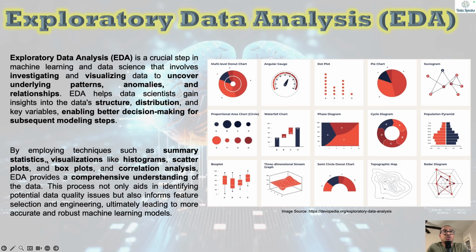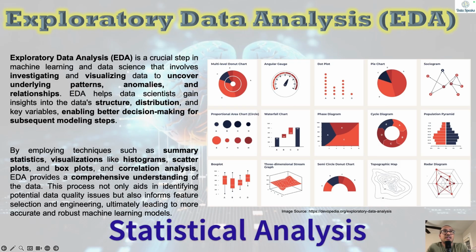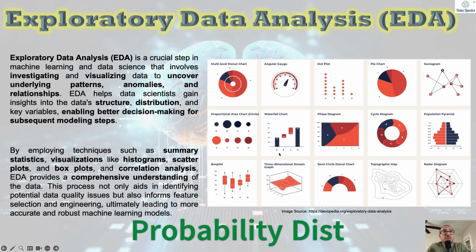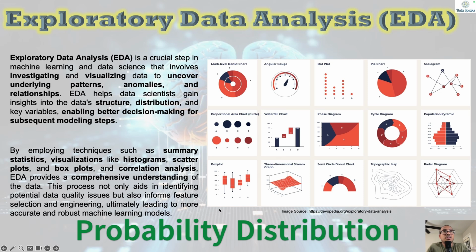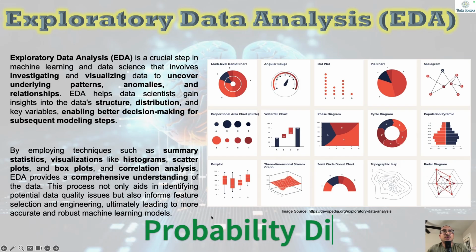Some of the steps are statistical analysis, understanding the mean, median, mode, max, standard deviation, and range of the data. The probability distribution helps us understand the actual distribution of the data, whether there are any outliers in the data or not, and whether there is any anomaly situation or not. The probability distribution helps us understand those complex situations and helps us clean the data more accurately.